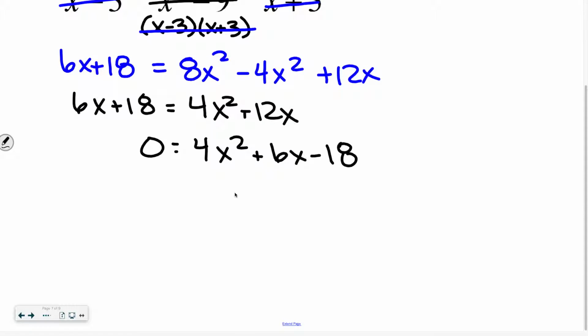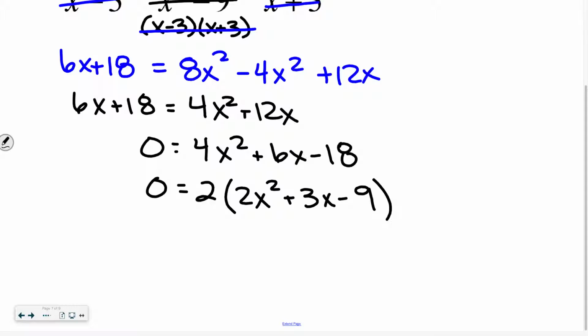And you would have options, try factoring or quadratic formula. In terms of factoring, I noticed 4, 6, and 18 all share a common factor of 2. So I can take out that 2, 2x squared plus 3x minus 9.